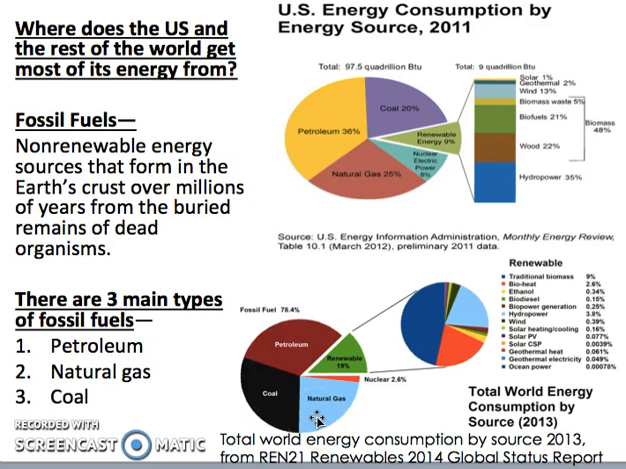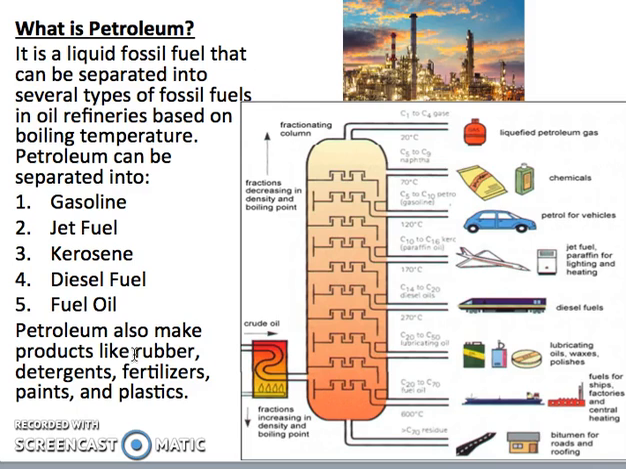Let's talk about what these fossil fuels are in more detail. Let's talk about petroleum first. Petroleum is a liquid, okay? Liquid fossil fuel, and it's found underground, and petroleum is refined into different types of fossil fuels that we use for various things. So, and they're formed in these places called oil refineries.